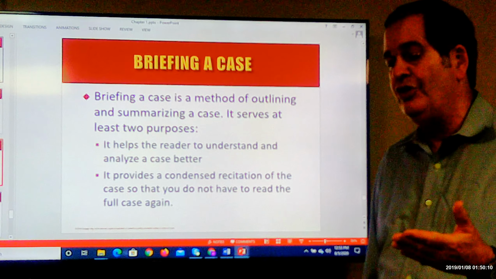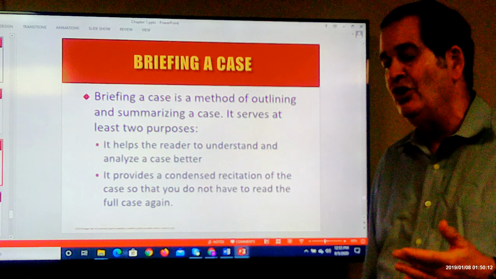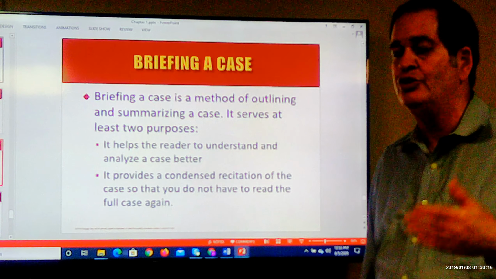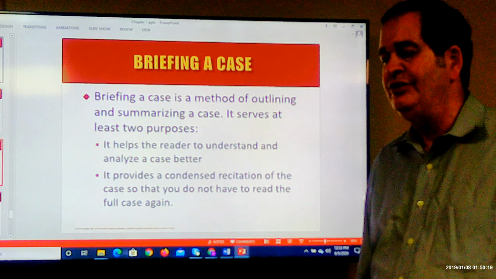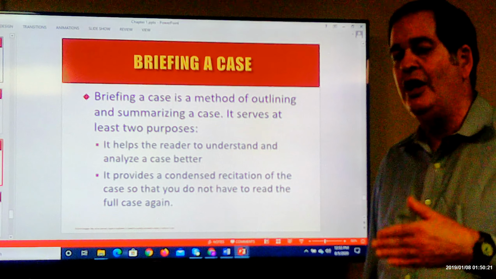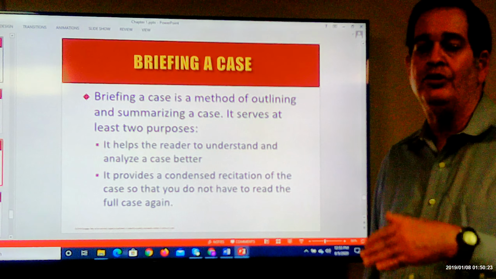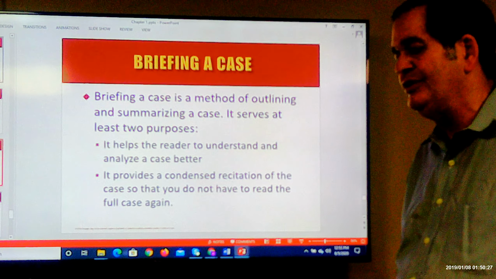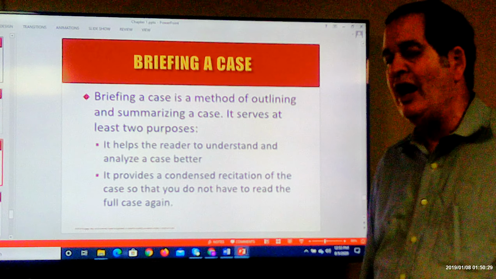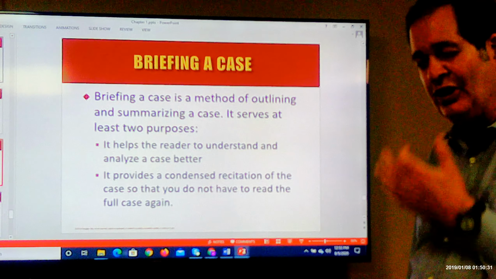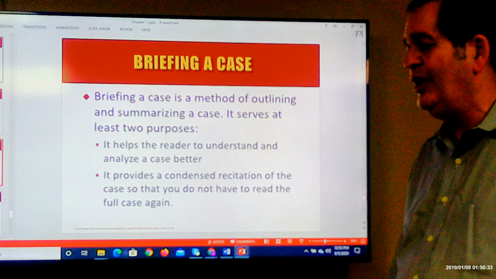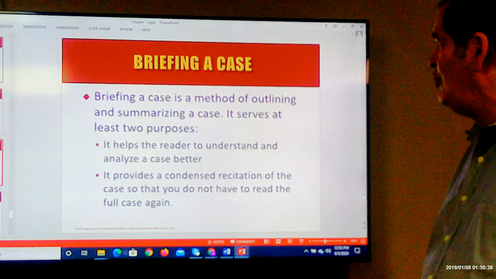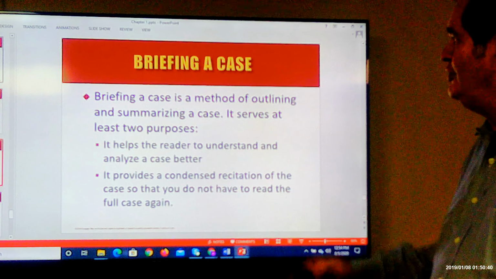This is useful for the individual who's using the case, but it's also often done for somebody you work for, like a judge or a lawyer. So oftentimes paralegals do them for lawyers, or other lawyers do them for the lead counsel on the case. So there's the IRAC form that we talked about earlier, and then there's the briefing a case. So it's a method of outlining and summarizing a case, and it serves at least two purposes.